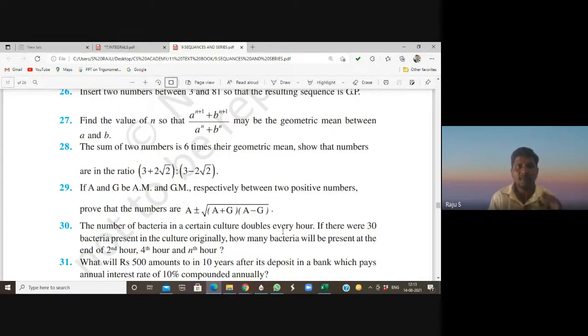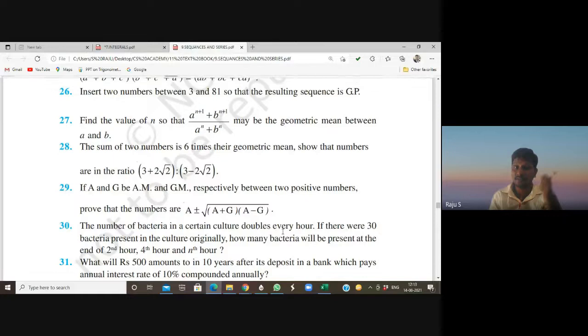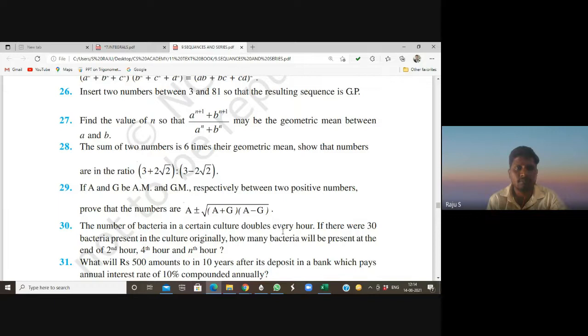capital A is the arithmetic mean, capital G is the geometric mean, respectively, between two positive numbers. Let the two numbers be A, B. AM becomes (A plus B) by 2. GM becomes root over AB.